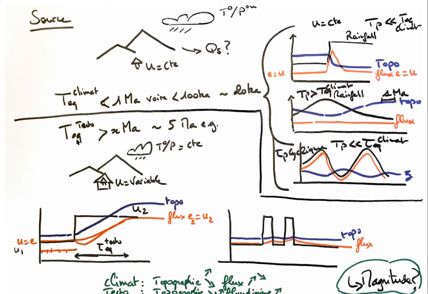Here are the pairings, and I think we've seen that. It takes a longer time. And the sense, the sign: topography, flux, and tectonics go with the same sign, if you want. If you want a mnemonic, an increase in climate is a plus, and it creates a decrease in topography. So climate is plus minus. Tectonics is plus plus, because an increase in tectonics creates a plus in topography and a plus in flux.